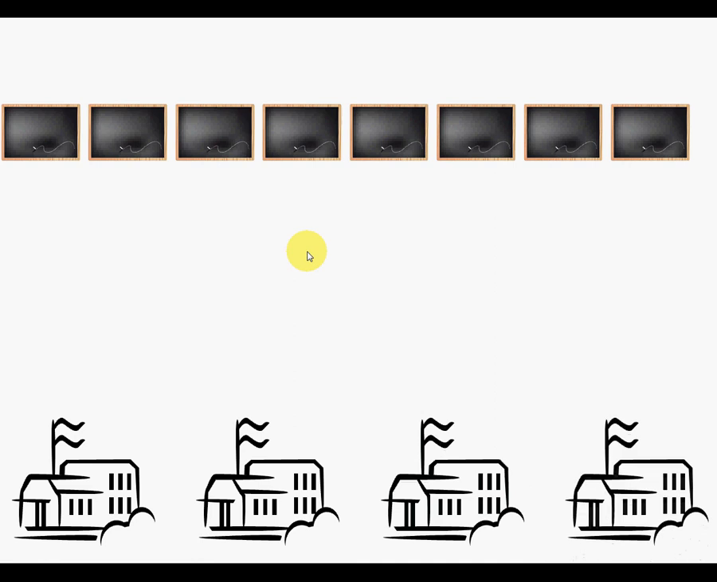In this problem, we're told that there are 4 schools and 8 identical chalkboards that need to be distributed amongst those 4 schools. And we want to know the number of ways that we could distribute those 8 chalkboards to the 4 schools.